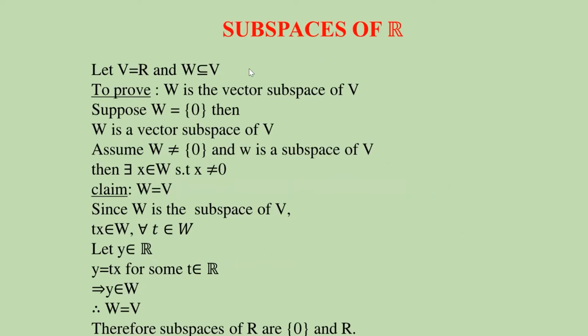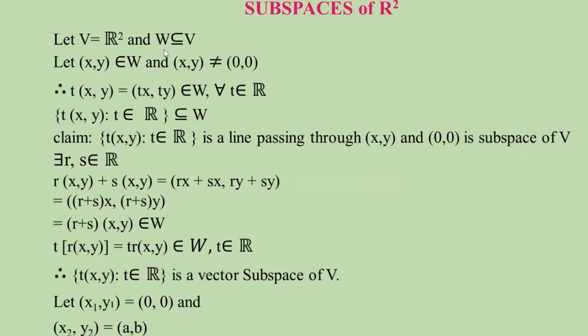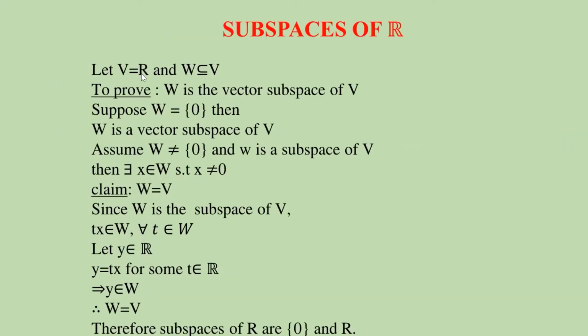Okay, we are going to see what the subspaces of R are. First, let V equal R, and W is a subset of V. Now we are going to determine which such W are subspaces of V. If W equals the singleton 0, then this W is really a vector subspace.